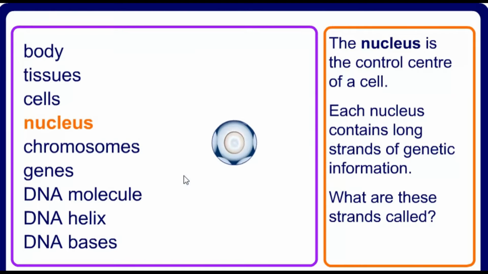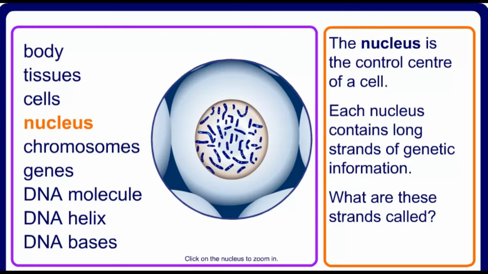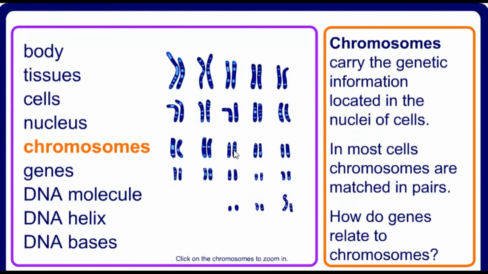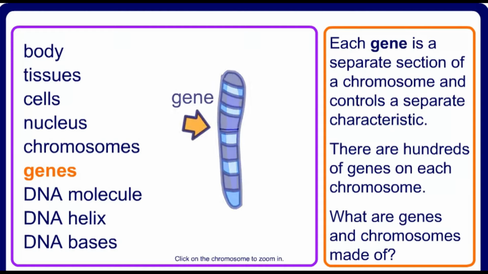Ayan. So from the nucleus, as you can see, it contains long strands of genetic information. Ano nga uli yung tawag sa mga strands na to na nagko-contain ng genetic information? Yes, they are called chromosomes. And from these chromosomes, as you can see, there are hundreds of genes on each chromosome. At bawat isang gene controls a separate characteristic or trait.